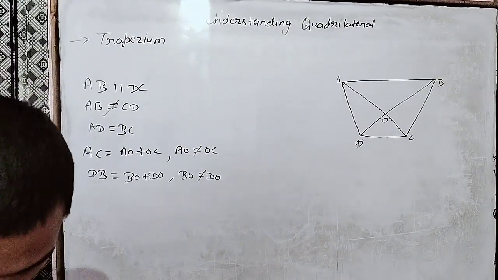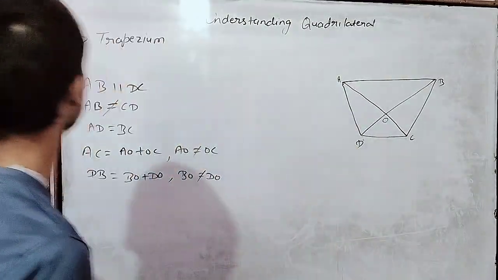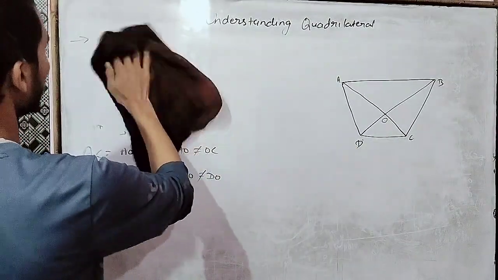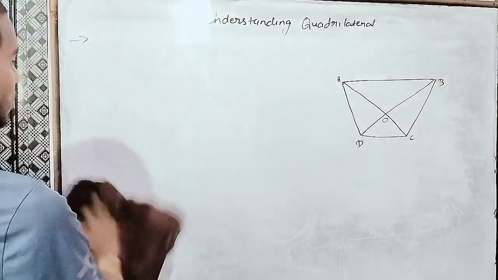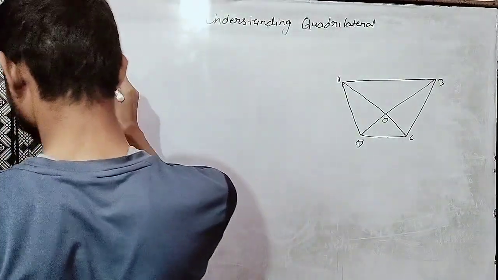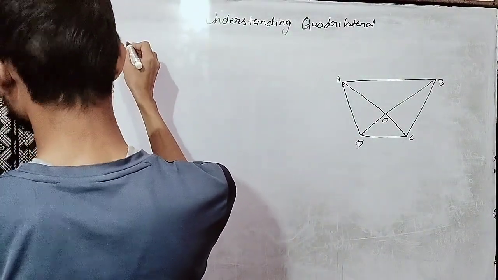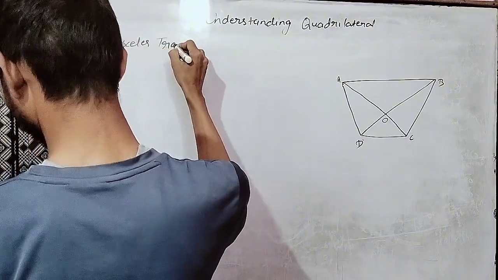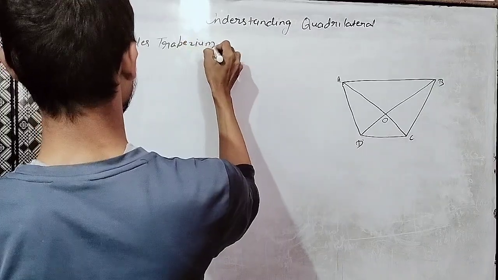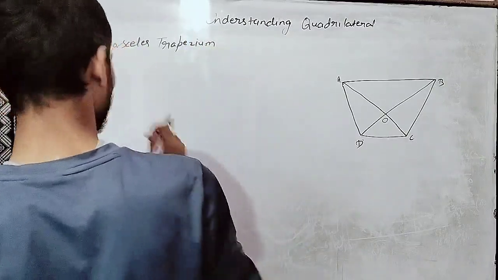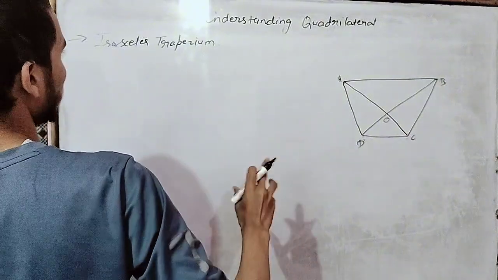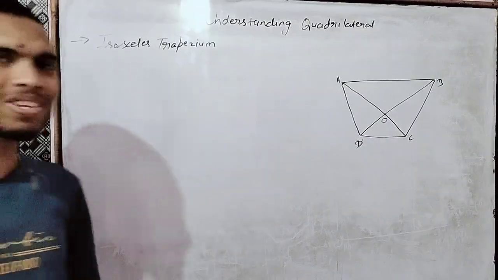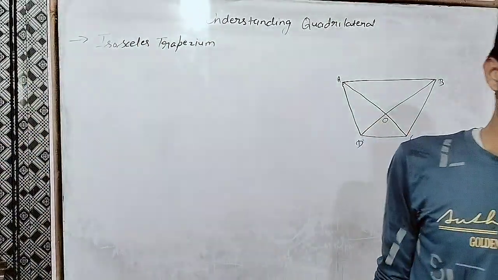Now, next, isosceles trapezium. Isosceles trapezium. Equilateral, of course. Isosceles. Trapezium. This is a figure of a trapezium, but what is isosceles? Isosceles says that I am equal.